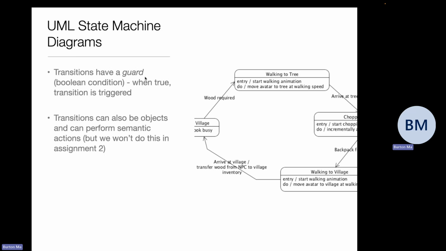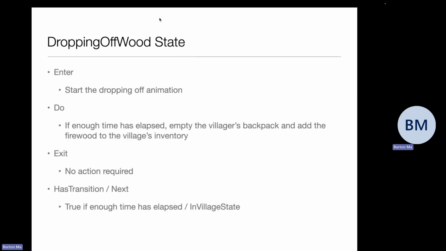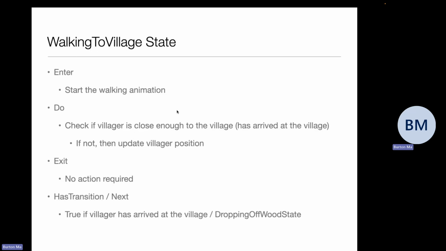Okay, so you can think of the transitions as having a guard, some sort of Boolean condition. When it's true, the transition is triggered. In all of these examples, there's some condition or combination of conditions that cause the transition to occur. If enough time has elapsed, then the transition occurs. Walking to the village, if the villager is close enough to the village, then they've reached the village.